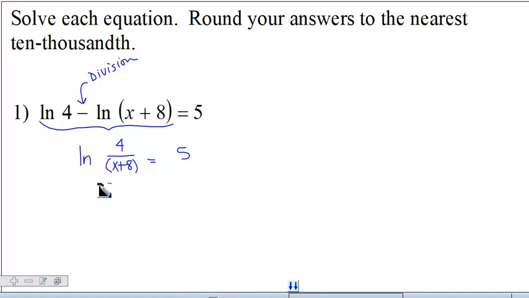But here's where you're going to notice a key difference between these natural logarithms and the logs that we dealt with last week. Previously, if we had a missing base, the base number was 10. But in a natural logarithm, the missing or implied base is a base of e. We're going to use the loop method to solve this. e raised to the 5th power set equal to 4 over x plus 8.